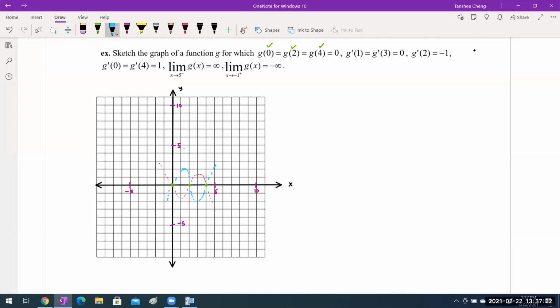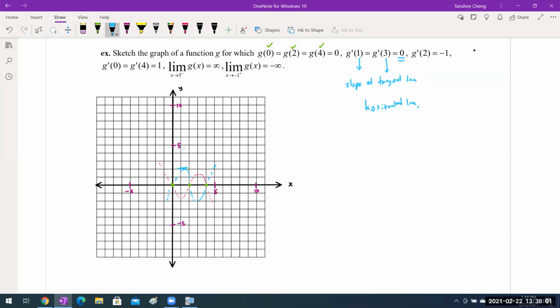So what is g prime talking about? The way that we can interpret it is the slope of the tangent line at those particular points, right? 1 and 3. So the slope of the tangent line is 0. When the slope of a line is 0, that basically talks about what? Horizontal line. So for sure, I know now that my peak should be at 1, right?